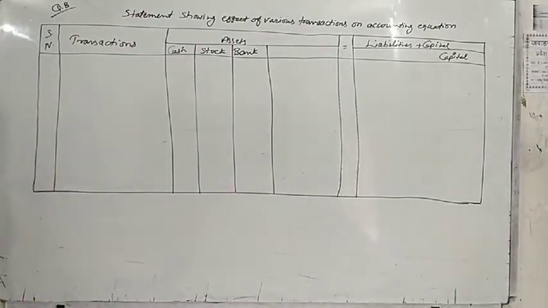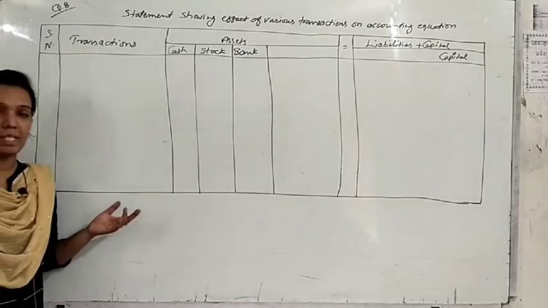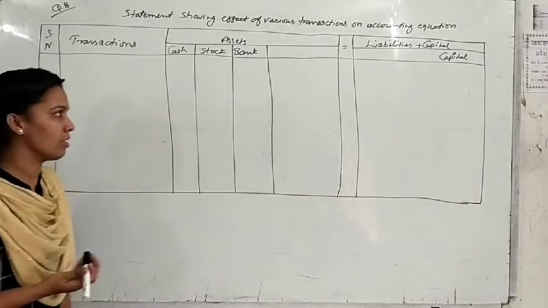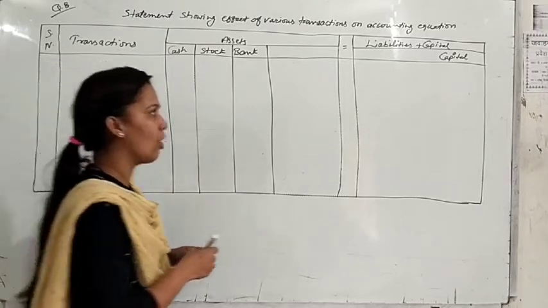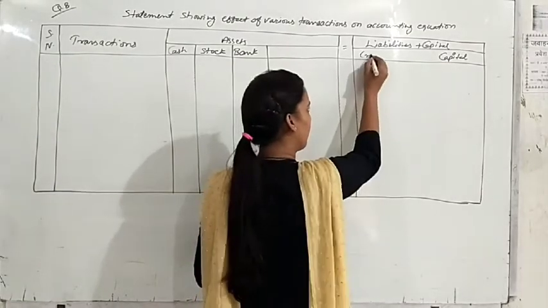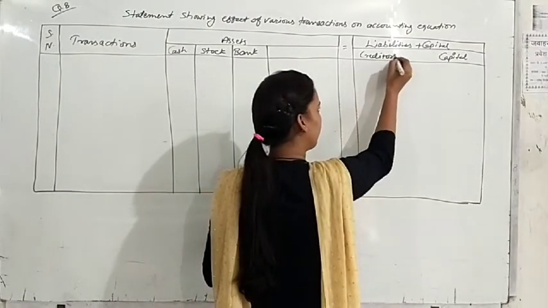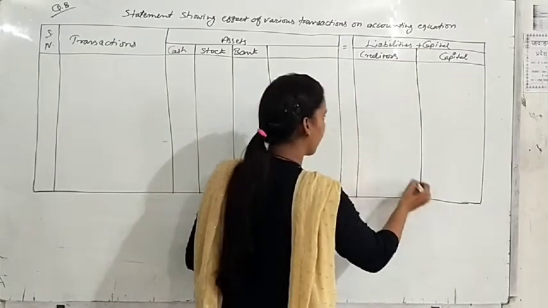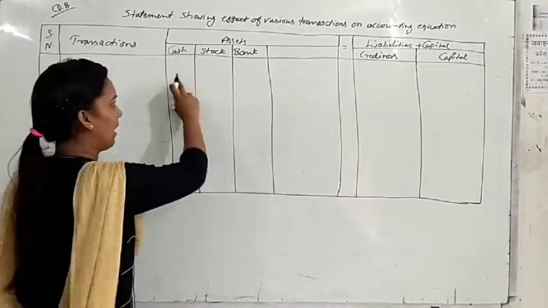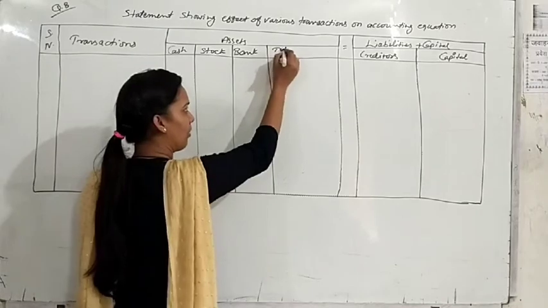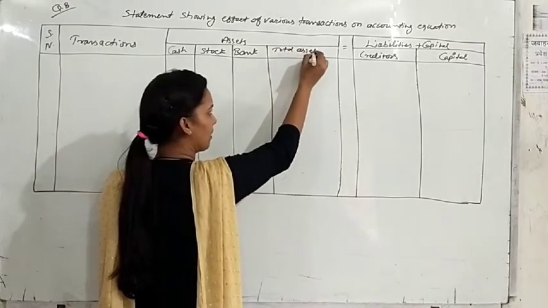Purchased goods from Mohan. Mohan's name is given here, it means this is a credit purchase. So stock, and the second column, creditors. Here we have cash, stock and bank. So the last column we will prepare for total assets.